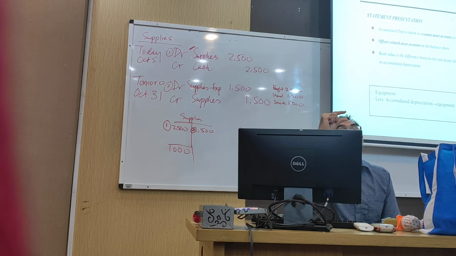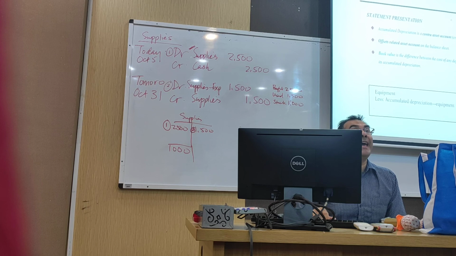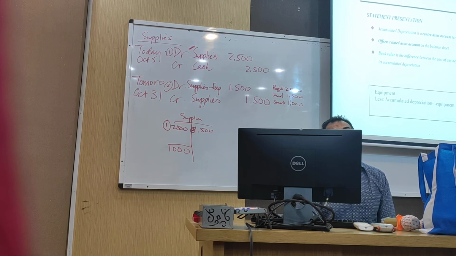If the accumulated depreciation is very low, I know that it's a recent and fairly new asset. So it's an intelligent way to know what is the age of the asset. You understand what I mean? Yeah, so that's why we have a separate account and it's called a contra asset account.